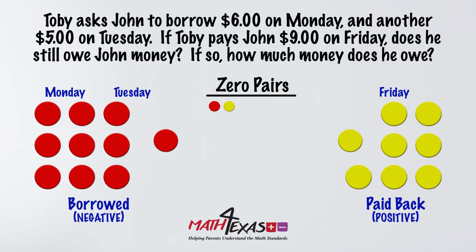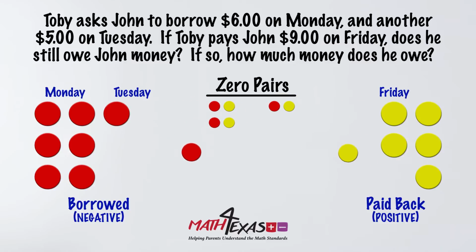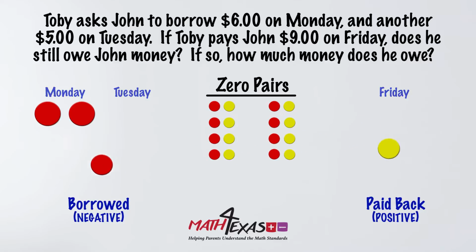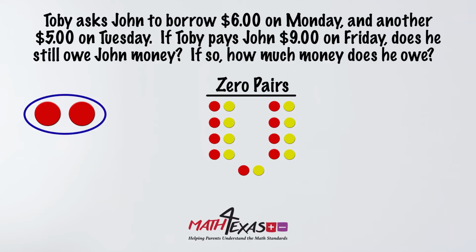So if I go ahead and pair up everything that's here and make zero pairs, then the things that are left over that did not zero pair are going to tell me how much Toby still owes John. In this case, we have 2 counters left over, so he still owes John $2.